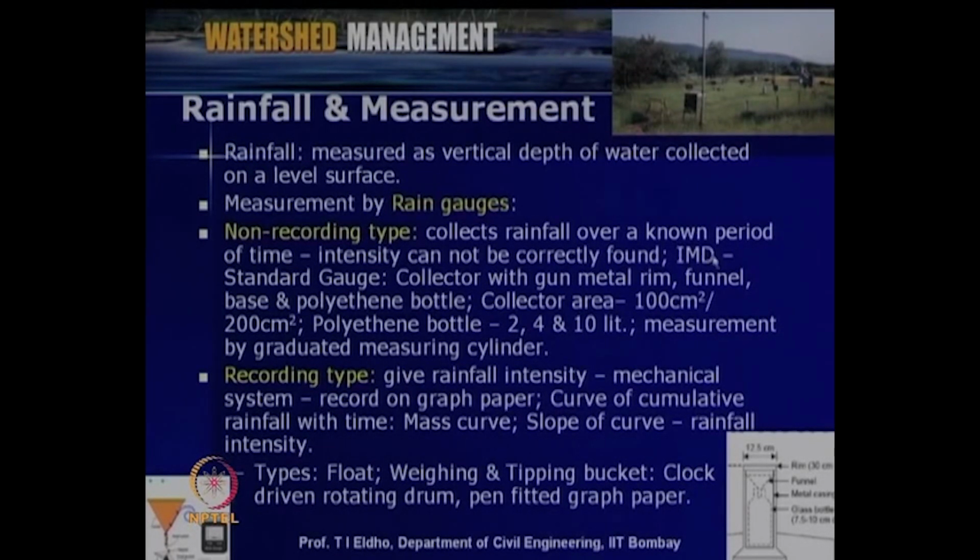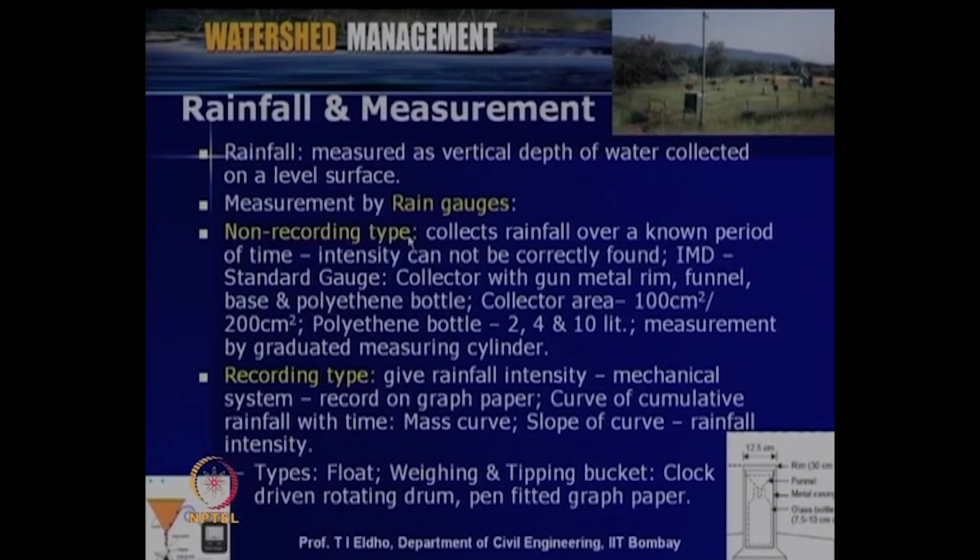For example, in the meteorological department, IMD, this is the standard gauge. There is a collector with a gunmetal rim. So, this is the collector, and then there will be a funnel like this, and then there will be a polythene bottle where we can transfer the water and find out how much the rainfall is. The collecting area can vary from 100 square centimeters to 200 square centimeters, and the polythene bottle can be 2 liter, 4 liter or 10 liter, with measurement by a graduated measuring cylinder. Wherever we install this rain gauge, at a particular location with no obstruction in an open area, once a day at a particular time we can measure how much rainfall took place, and that gives the total quantity of the rainfall.